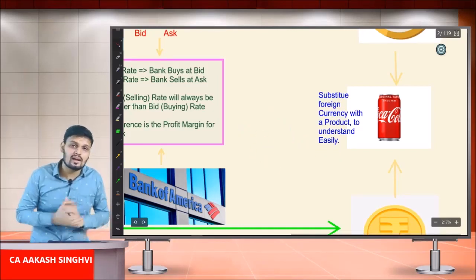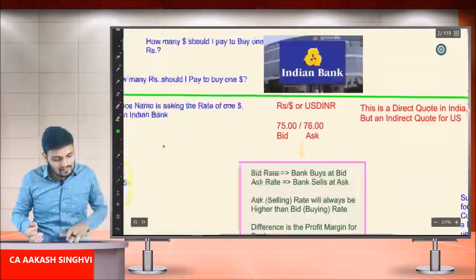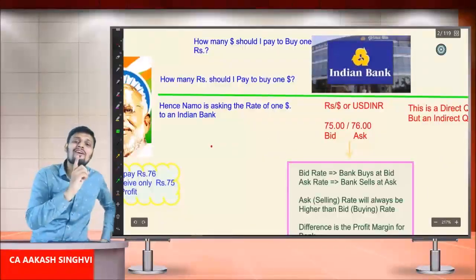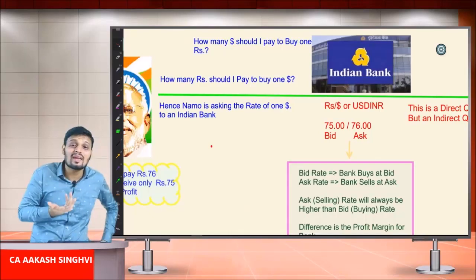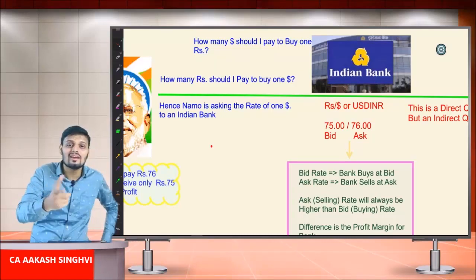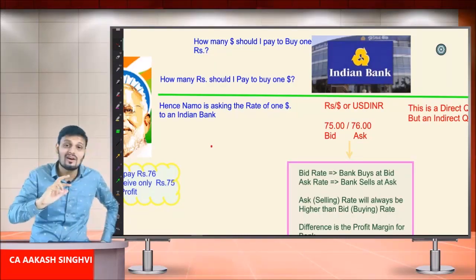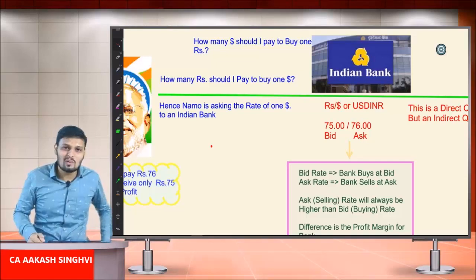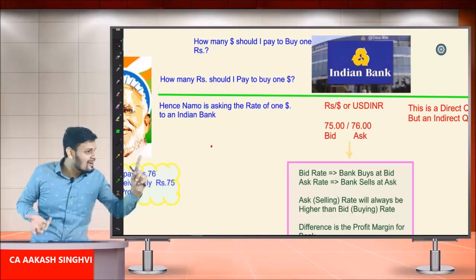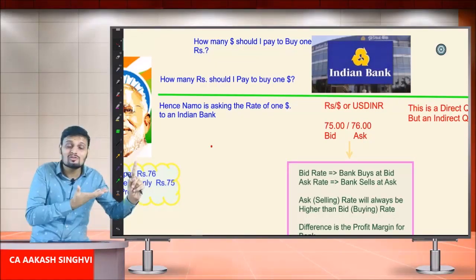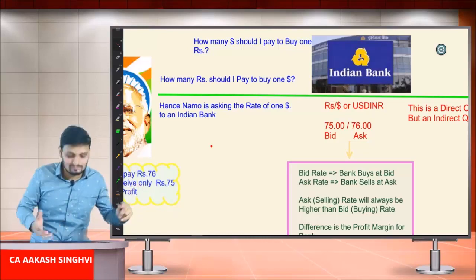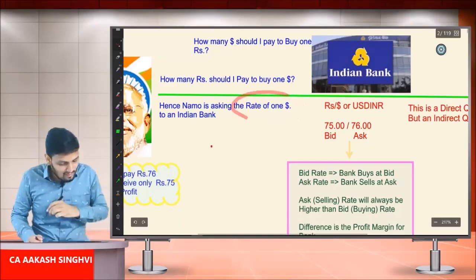Rupees is the currency. Same way, if you are going to the bank and asking them, hey, for $1, how many rupees should I pay? Now is this the rate of rupees or is it the rate of dollar? Right? The answer is very obvious. It is the rate of dollar, yeah. For $1, you need to pay 75 rupees. So it's the rate of what? Dollar. Done. Is asking the rate of $1.